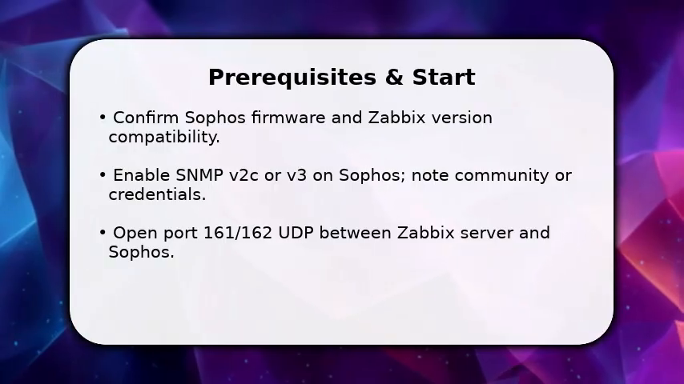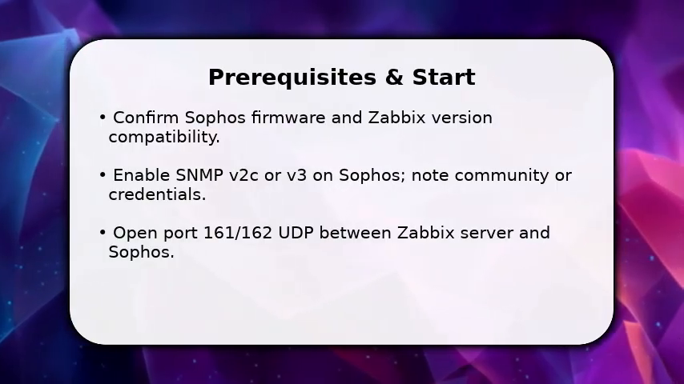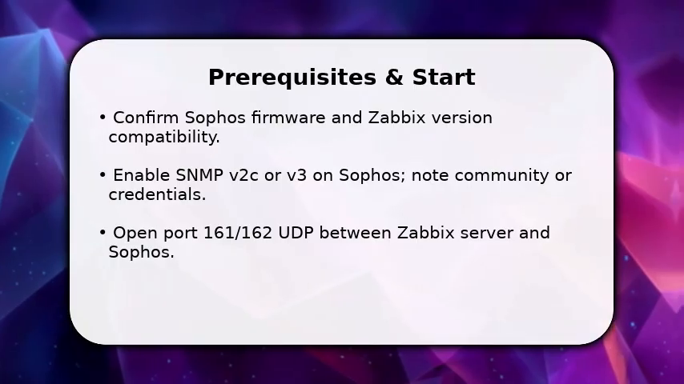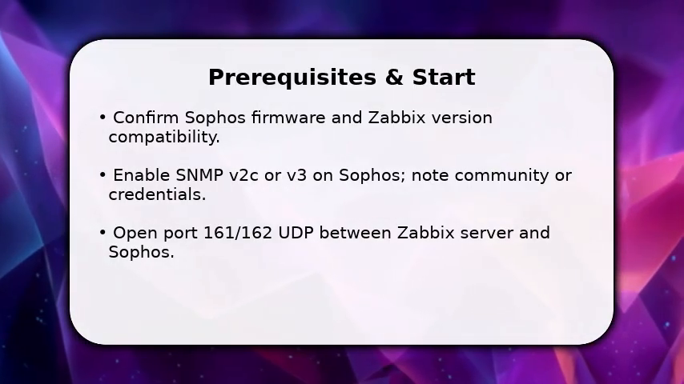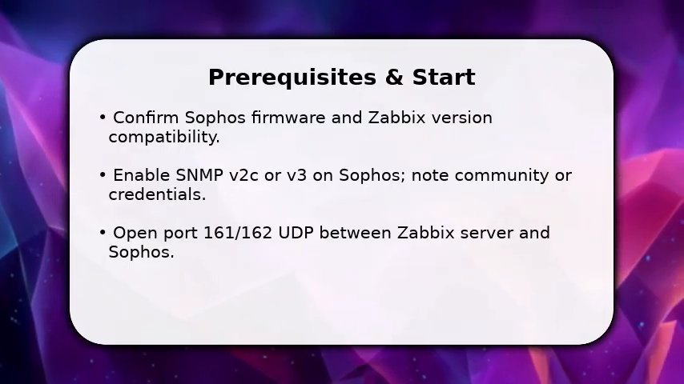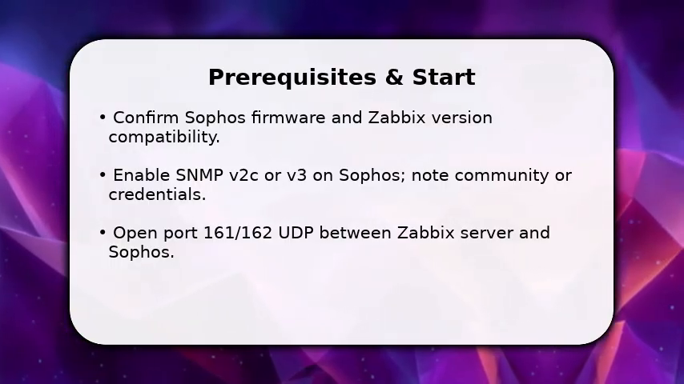You start by preparing both systems. This saves time later. Enable SNMP on the Sophos Firewall, choose V2C for simplicity or V3 for security, and record community or user credentials. On the Zabbix server, make sure the SNMP utilities and MIBs are installed so queries work.